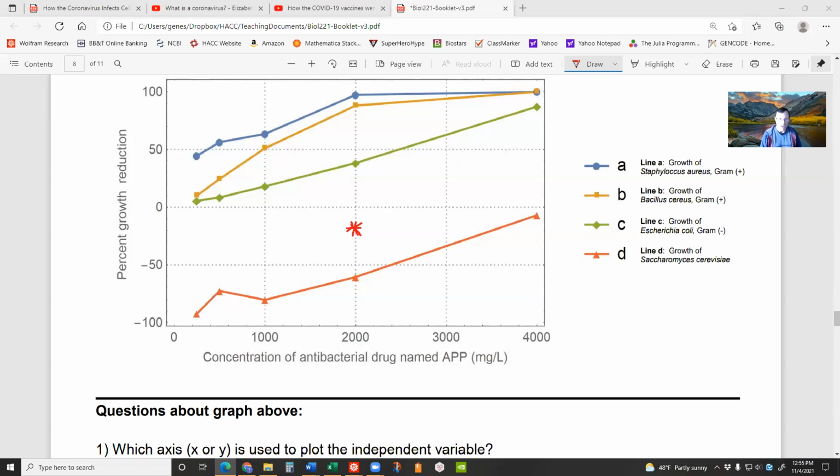Question 9. At what concentration of APP does Staphylococcus aureus and Bacillus cereus exhibit no growth at all? What did you put there?